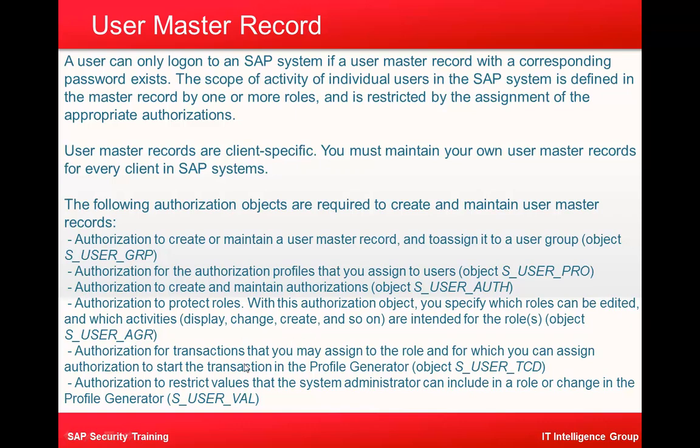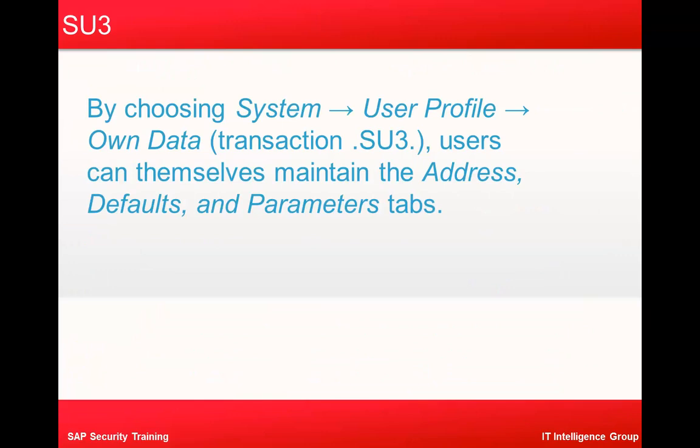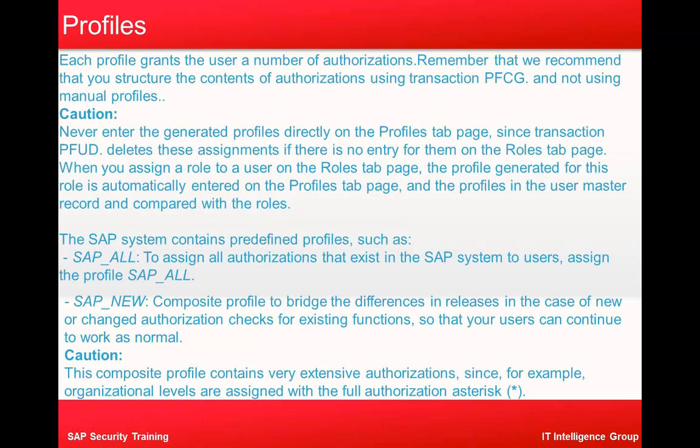S_USER_AUTH is the authorization to create and maintain authorizations. Then we have S_USER_AGR, which is to protect roles. With this authorization object, you specify which roles can be edited and which activities, like display, change, create, etc., are intended for the role. By using the SU3 transaction, the user can maintain their own master data, basically their own address related information.